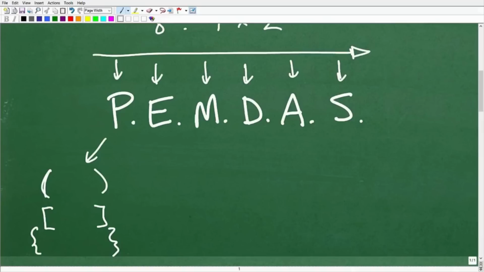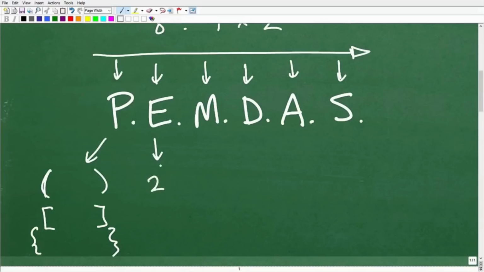Okay, so P is everything inside parentheses. We're going to be looking for parentheses or brackets or little squiggly brackets, and we're going to do everything inside them. Okay. Now, after we've done that, and again, there's a lot of variations, different types of practice problems involved in here. This is just a basic overview of this PEMDAS. Okay, so E, what does E stand for? Well, E stands for exponent.